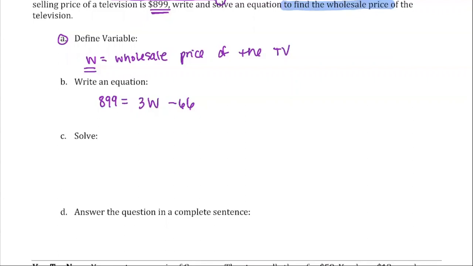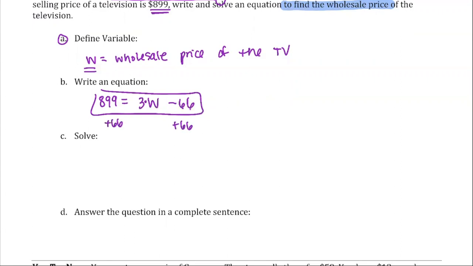Part C then says, usually the first step is always going to be to write it. Obviously, the next step is going to be to solve. So this right here is my equation. And now to solve, it looks like we're multiplying by 3 and subtracting 66. So we're going to undo that by undoing our subtraction first. I'm going to add 66 over to this side.